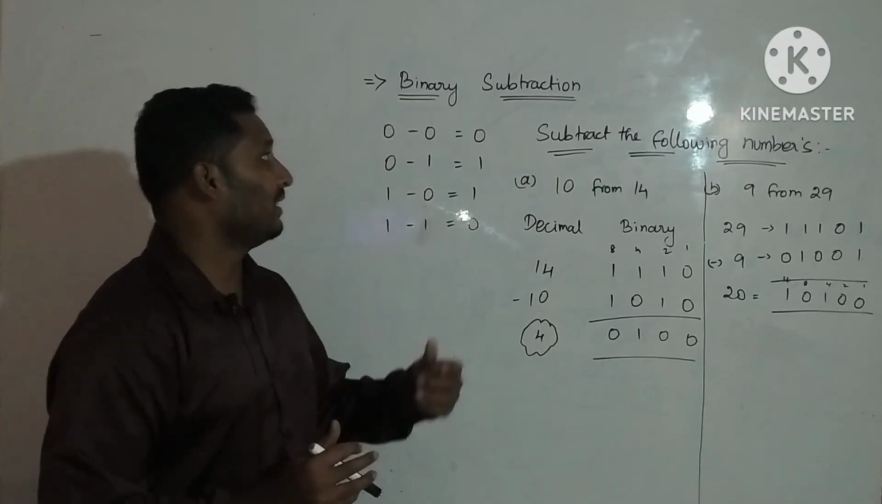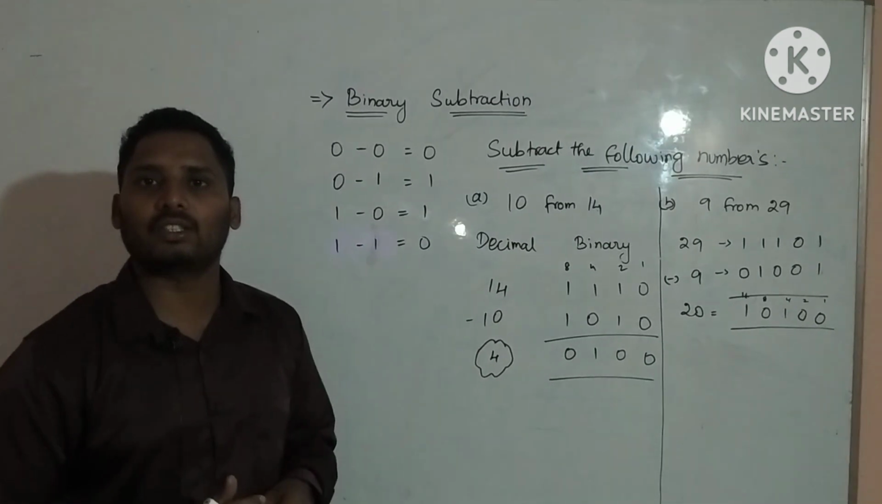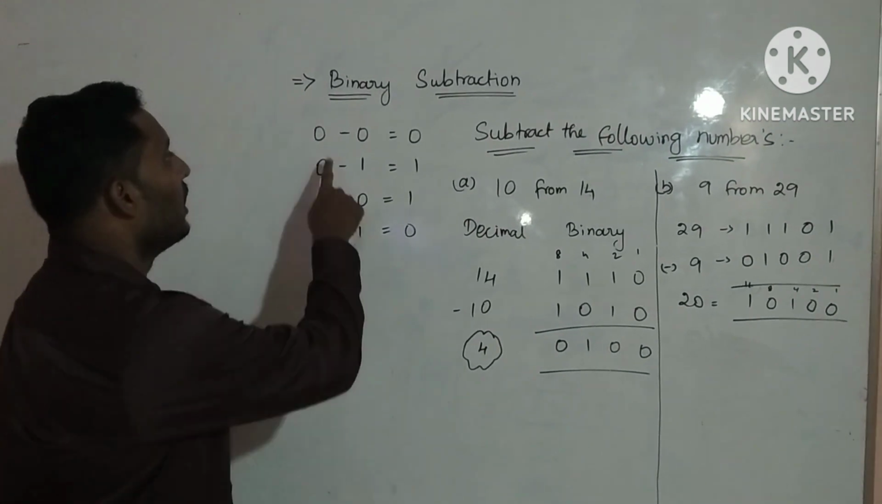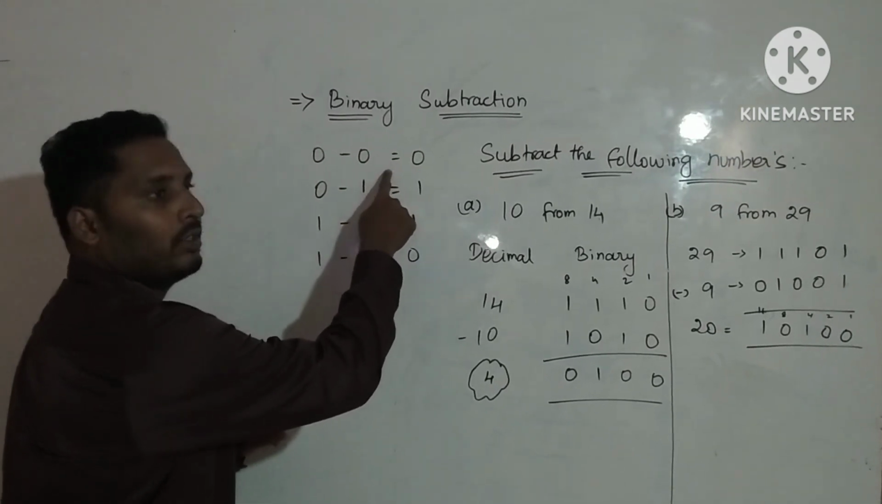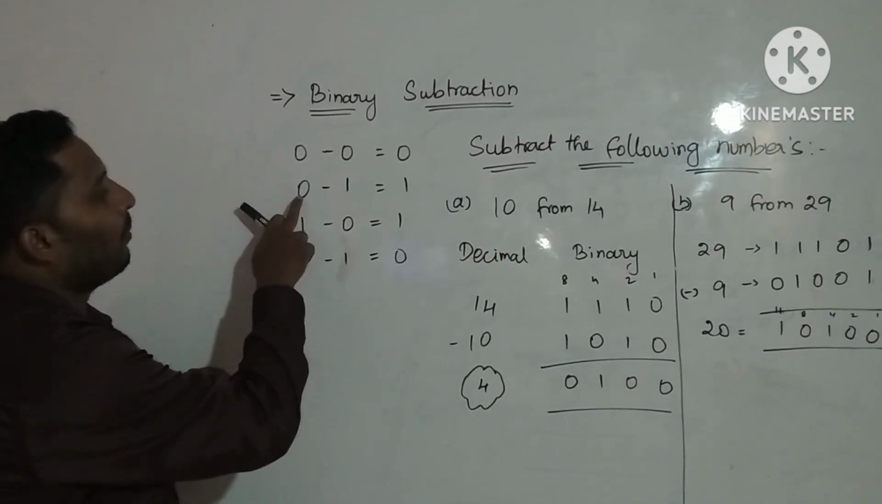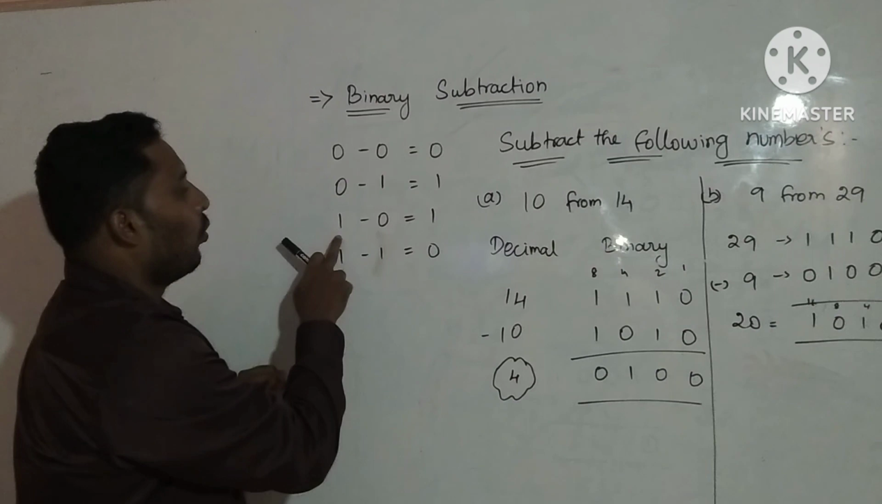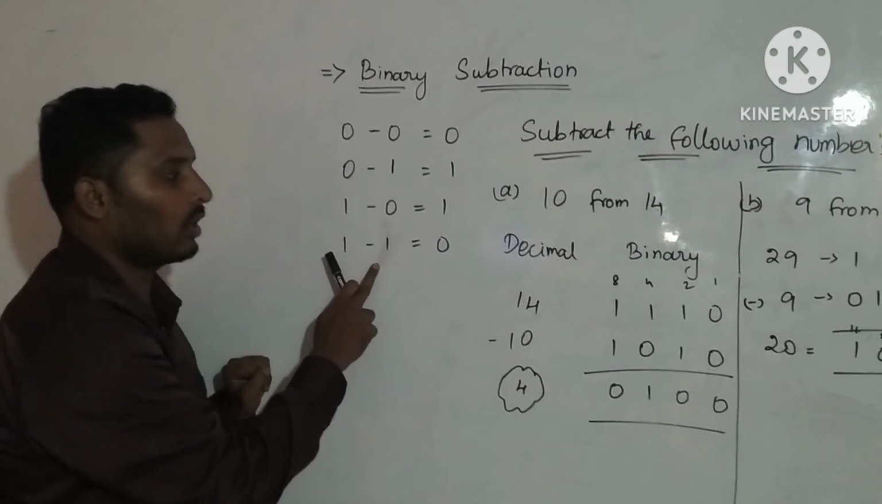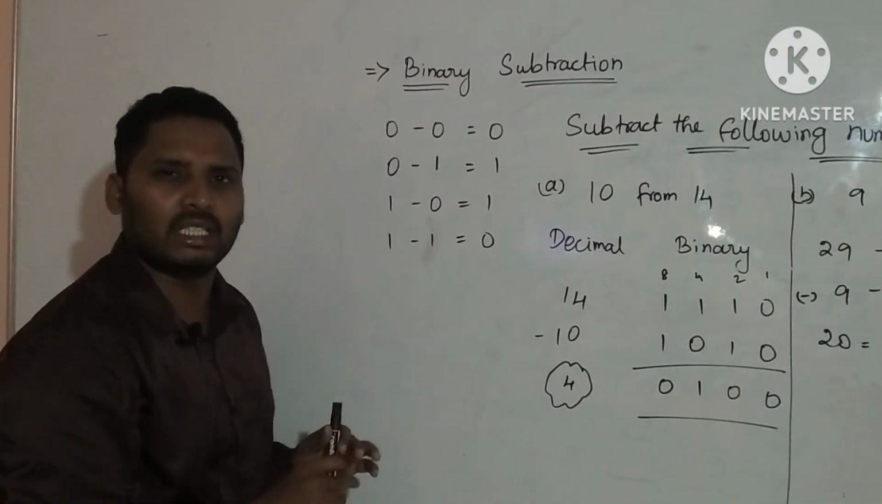And see, this is binary subtraction. So we have some certain rules for binary subtraction. We'll see that 0 minus 0 is equal to 0, 0 minus 1 is equal to 1, 1 minus 0 is equal to 1, and 1 minus 1 is equal to 0. This is very simple, right?